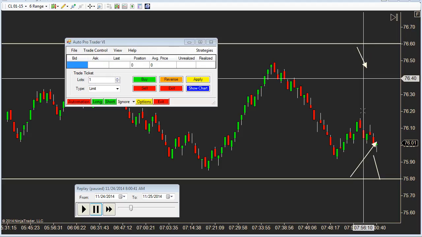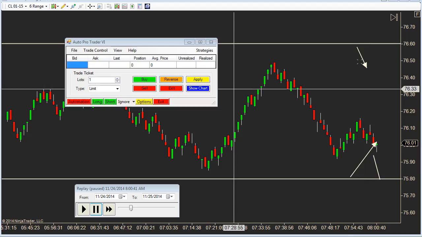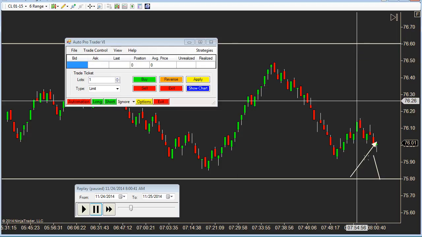So use your orders correctly. When you want to take a trade above the market in the direction of the market, it's a stop order. When you want to take a trade above the market in the reversal direction, it's a limit order, and vice versa for shorts. So now let's go into the Pro Trader and talk about how you can use the limit order function.